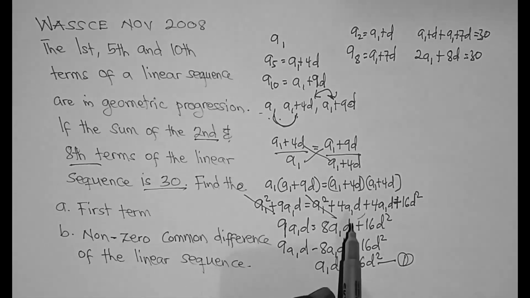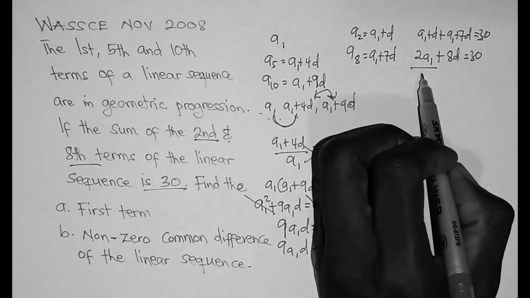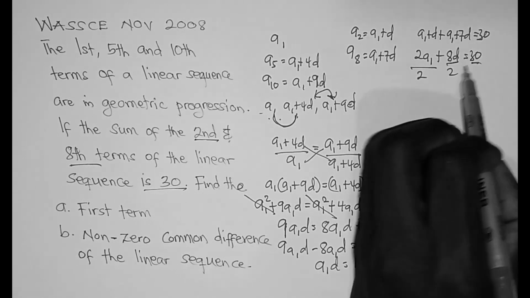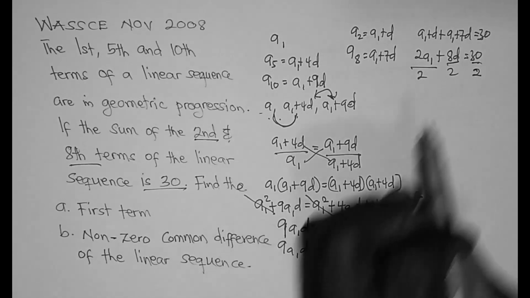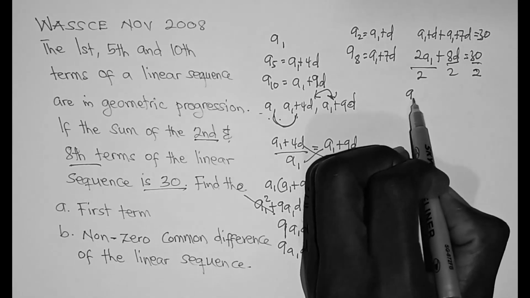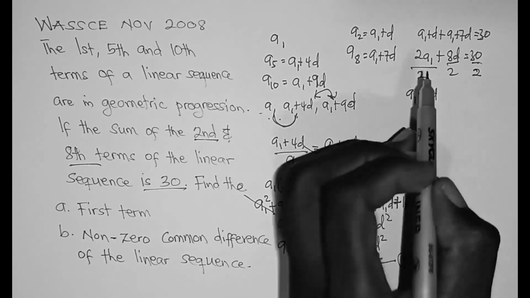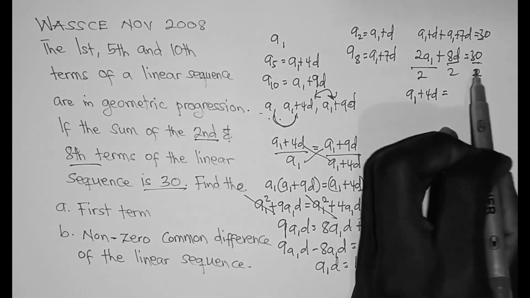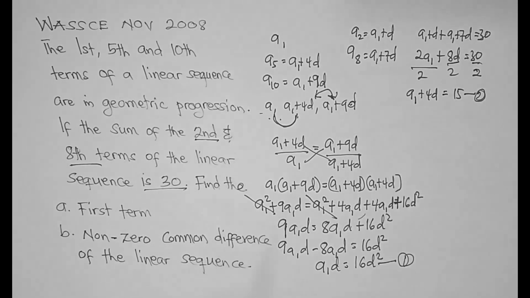So let's divide through by 2. So we are left with A1 plus 4D: 8 divided by 2 is 4, so it becomes 4D, equals 30 divided by 2, which is 15. So this is our equation 2.